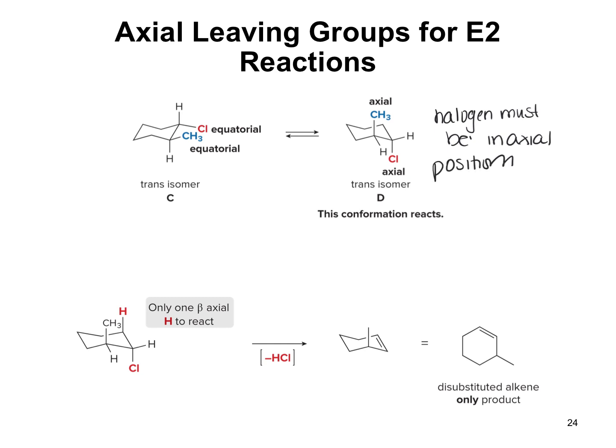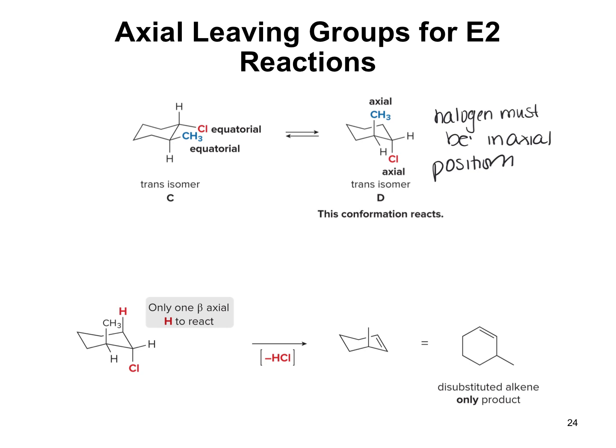Right? So, when we look at this, this particular molecule only has one beta axial hydrogen to react. And so it's shown right here in red. And so it's the one that reacts, because it's the one that is axial on a beta carbon. This one is equatorial. So it's going to have to react with this one. And what happens here is we get a di-substituted alkene only product.